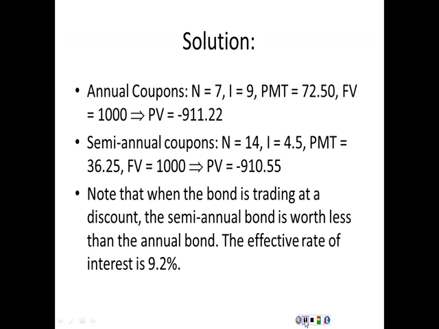Let's go ahead and do the semi-annual while we're here. We double the number of payments to 14, so we have an M prime there. We'd cut the interest rate in half because it's across 2 6-month periods. So 9% divided by 2 is 4.5. We'd cut the payment in half. So instead of $72.50 for the year, it's 2 payments of $36.25. And then we use the same future value of 1,000. We solve for the present value of $910.55. So notice when bonds are trading at a discount, the semi-annual bond trades at an even lower price.